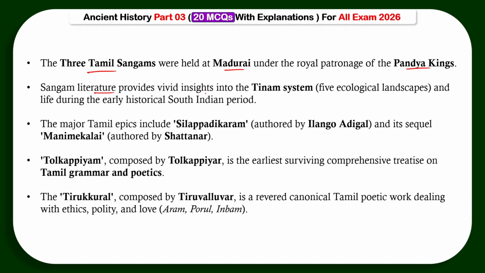Sangam literature provides vivid insights into the Tinai system, five ecological landscapes, and life during the early historical South Indian period. The major Tamil epics include Silappathikaram, authored by Ilango Adigal, and its sequel Manimekalai, authored by Sattanar. Tolkappiyam, composed by Tolkappiyar, is the earliest surviving comprehensive treatise on Tamil grammar and poetics. The Tirukkural, composed by Thiruvalluvar, is a revered classical Tamil poetic work dealing with ethics, polity and love: Aram, Porul, Inbam.